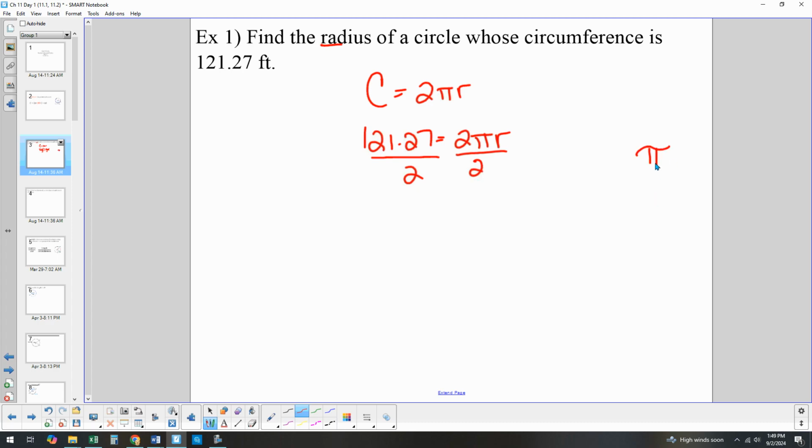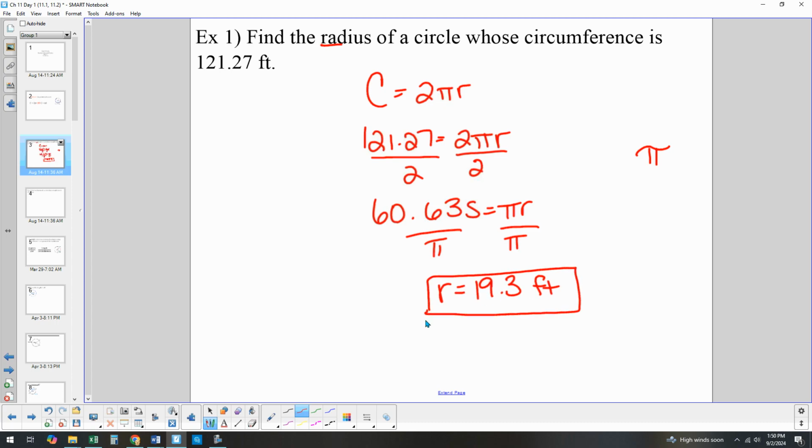So if we do 121.27 divided by 2, I'm just going to write out the whole thing. And now I could divide by pi, and I get 19.3 feet.